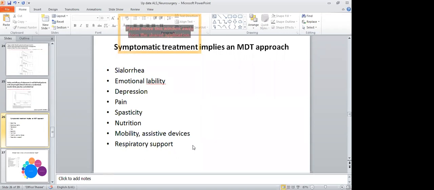And sadly, these patients will progressively become weaker and weaker. They can become emotionally labile. They can become depressed. They can have pain, spasticity, nutritional problems, and respiratory problems. And all of these issues have to be addressed within the MDT team.